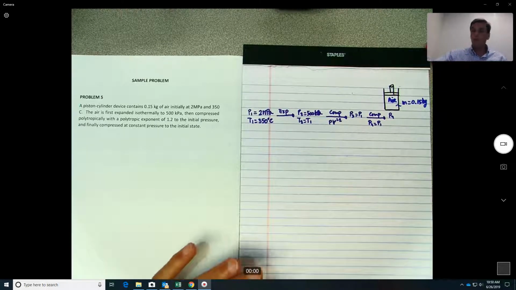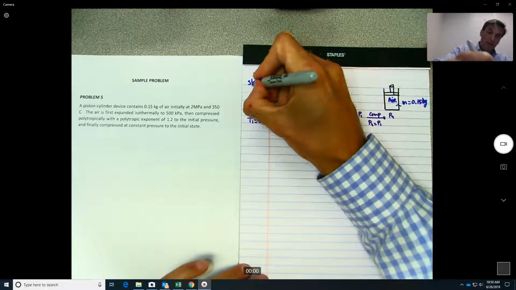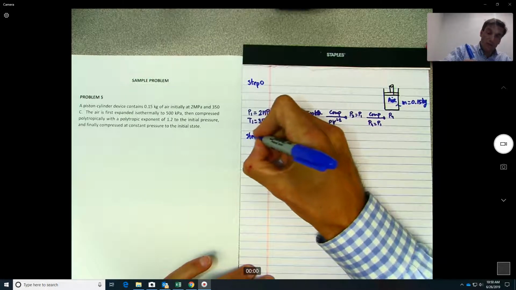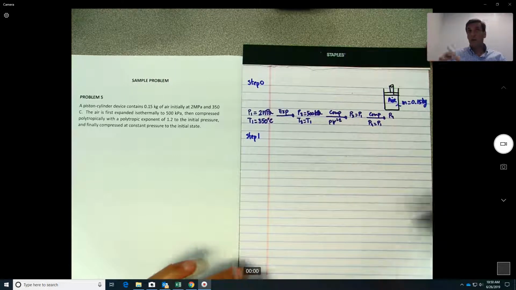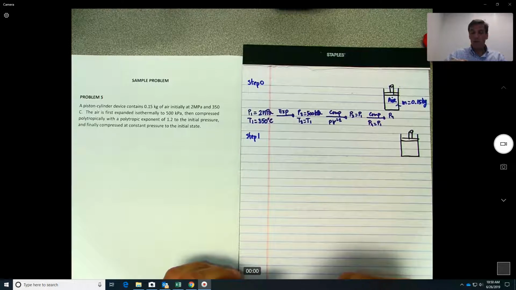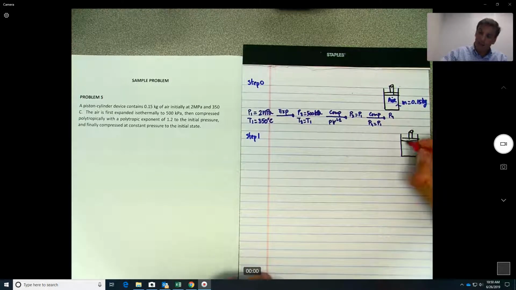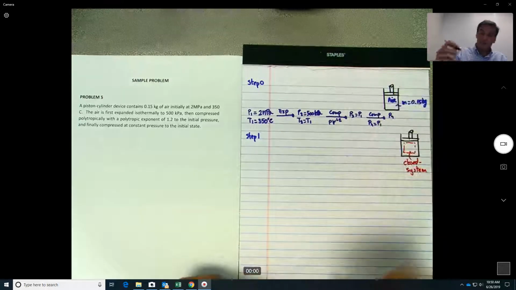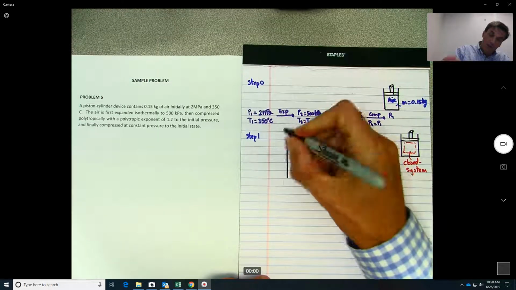Okay, so this should be step 0. Step 1, what I would do here is another small figure of this one, just showing that this is my closed system.